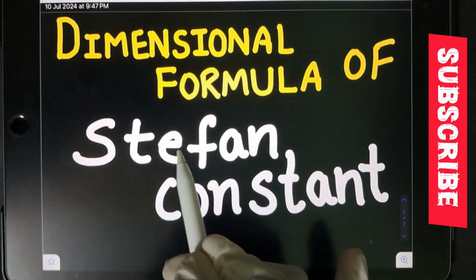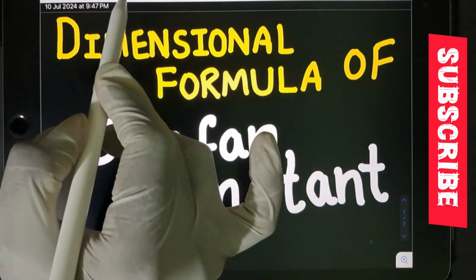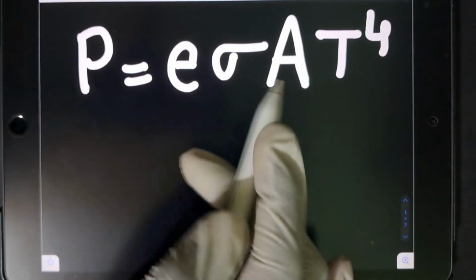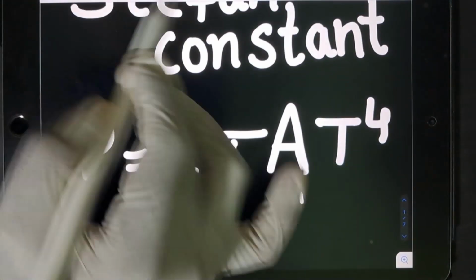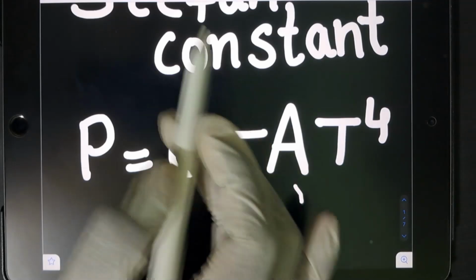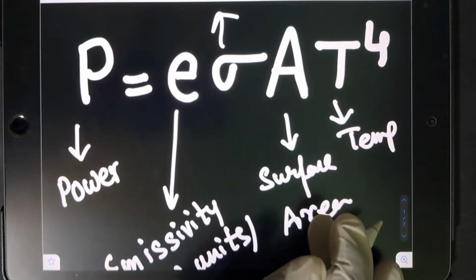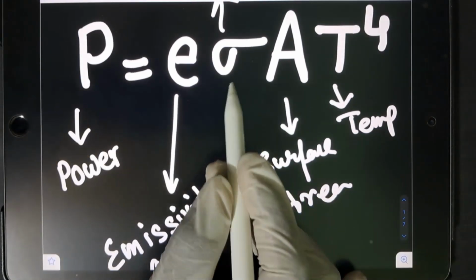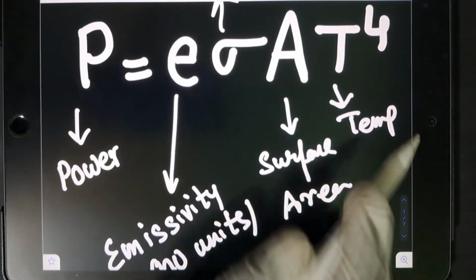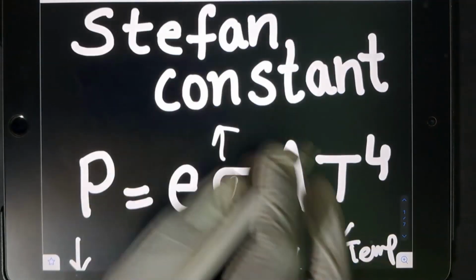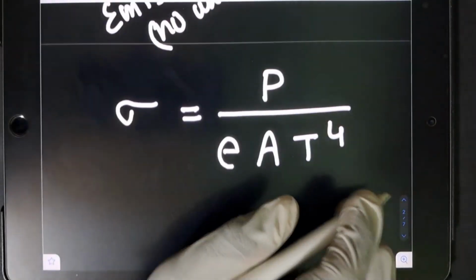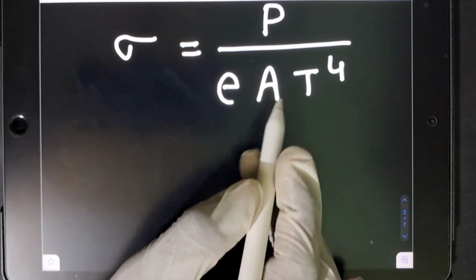To find the dimensional formula of Stefan's constant, the formula is P equals E sigma A T power 4. Here P is power, E is emissivity. Remember, it has no units. A is surface area, T is temperature, and sigma is Stefan's constant. On rearrangement, we get sigma.